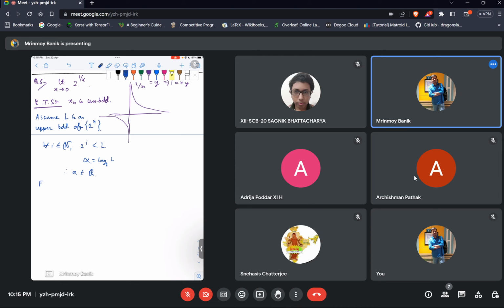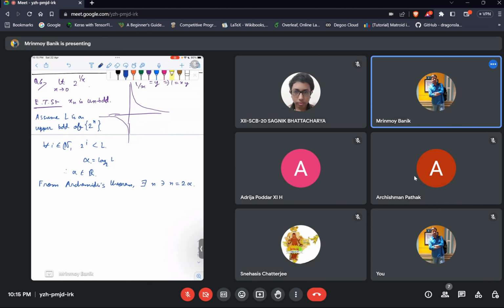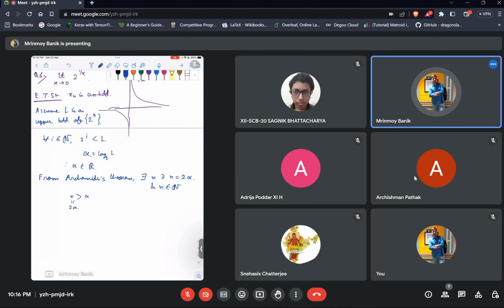And from Archimedes' theorem, there exists a natural number n such that alpha n is equal to twice alpha, right? So n is inside naturals. So there is a natural number n that is actually larger than alpha and is equal to twice alpha. Therefore, we will pick that I. So let I equal n.